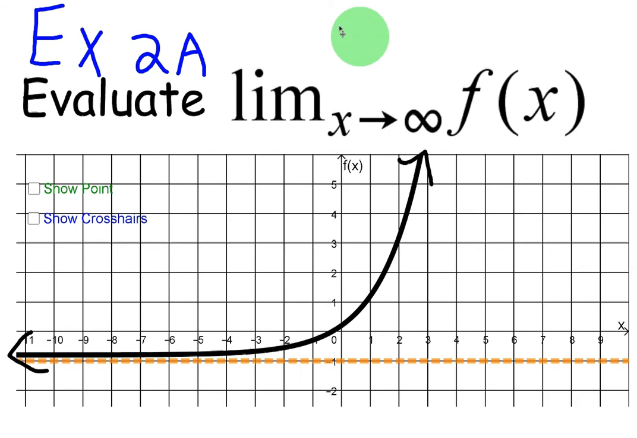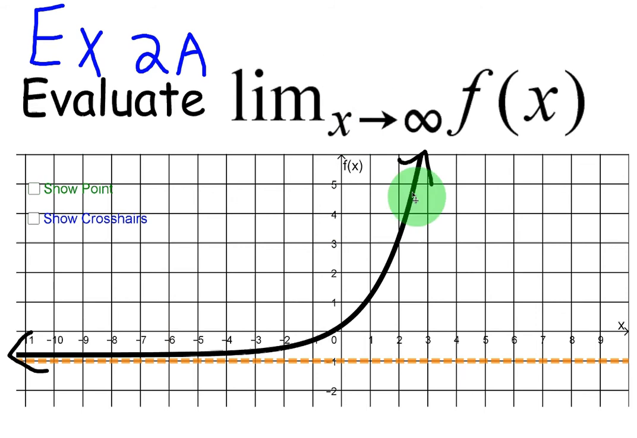Alright, let's take a look at another example of finding the limit as x approaches infinity. This says evaluate the limit as x approaches infinity of f of x. So we have a different graph here. Let's start over here somewhere and just make x bigger and bigger and bigger. Okay, so x is getting bigger, right? But what's happening to the y value over here?